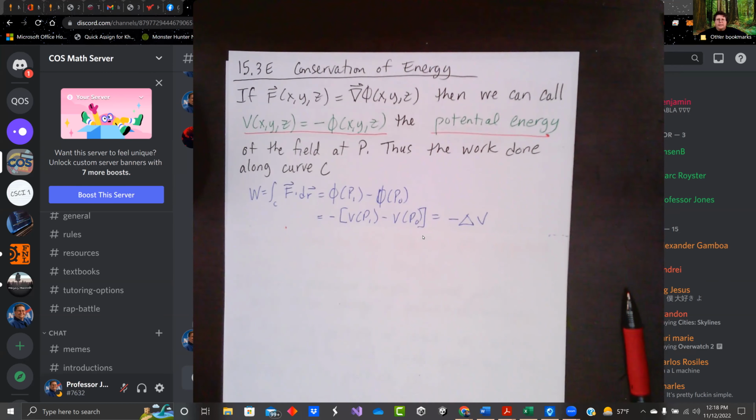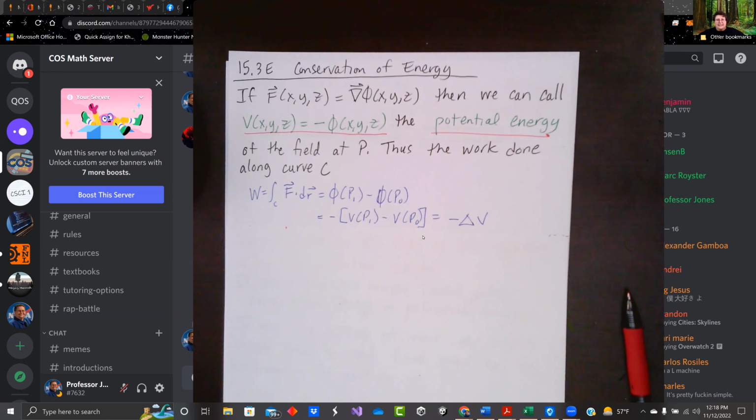This is Calculus 3. We are in 15.3 of Anton's 11th edition book. This section is on conservative vector fields, and we are looking at the conservation of energy principle. So we're going to start with F is a conservative vector field. It's the gradient of some potential function phi. Then we will call V, a function V of x, y, z, equal to the negative potential function. So V will be the potential energy of the field at P.